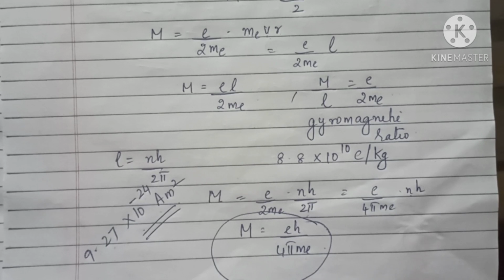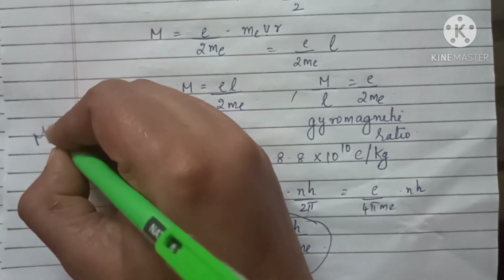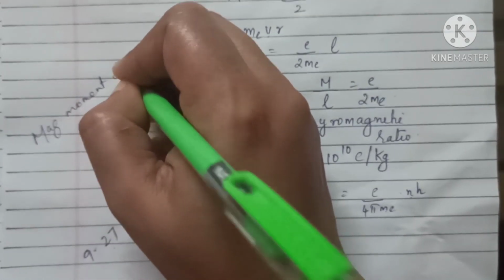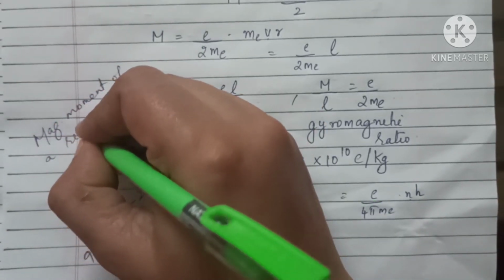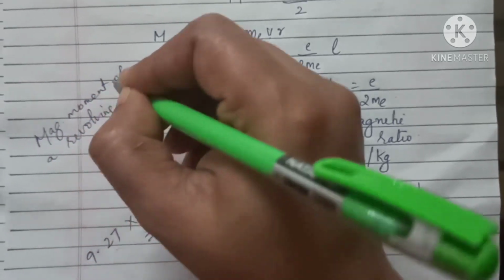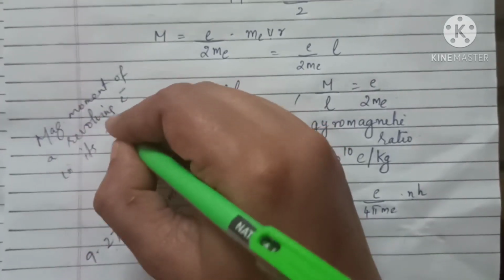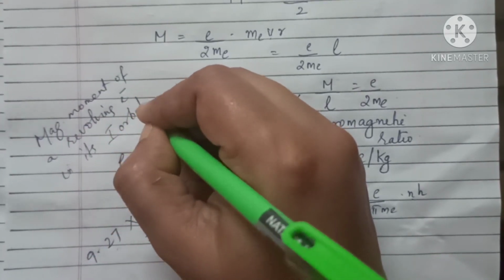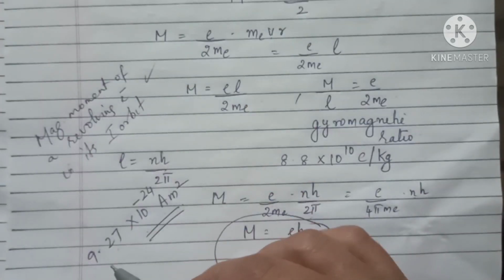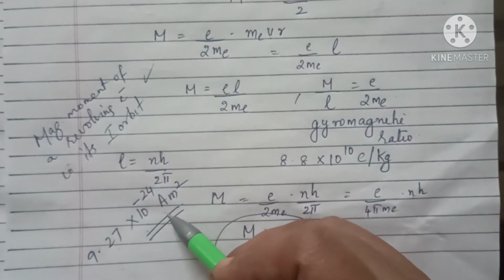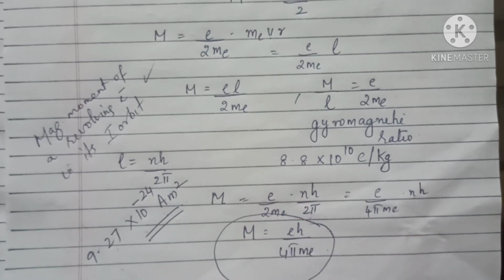This is known as the Bohr's magneton, and it is defined as the magnetic moment of a revolving electron in its first orbit. Its value is 9.27 into 10 power minus 24 ampere meter square. Clear?